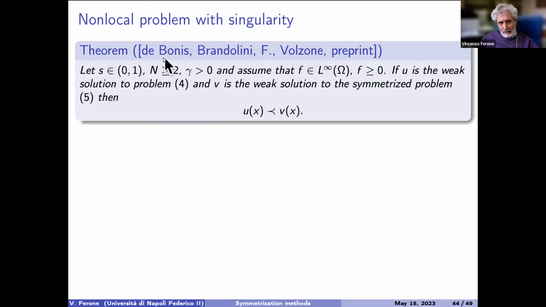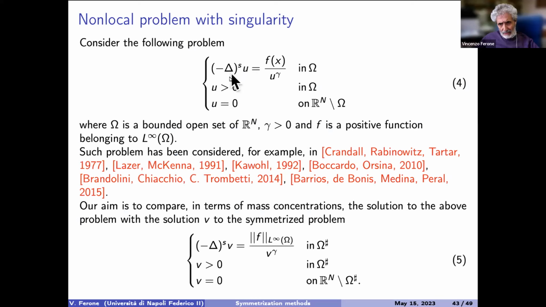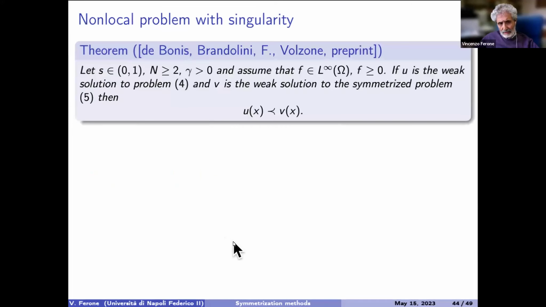Okay. Well, in a paper with De Bonis, Brandolini, and Bolzone, we have studied this problem, and we have proved that if f is bounded, greater or equal than 0, if I take a solution of this problem, and the solution of this other problem, then U is majorized by V in the sense which I have discussed.